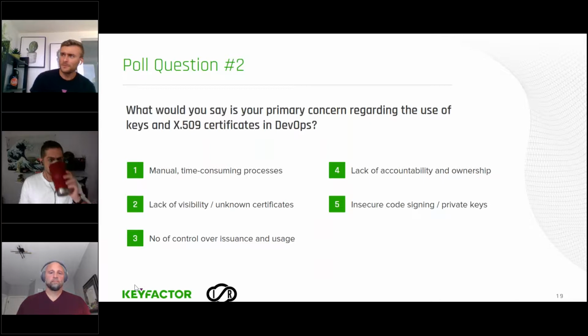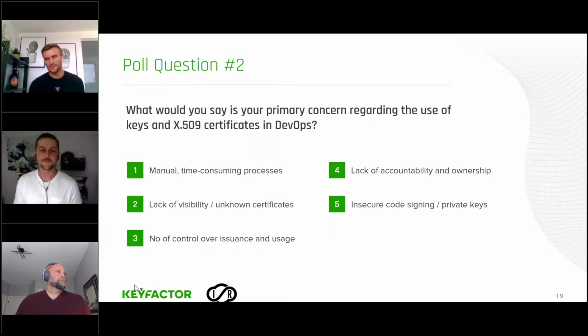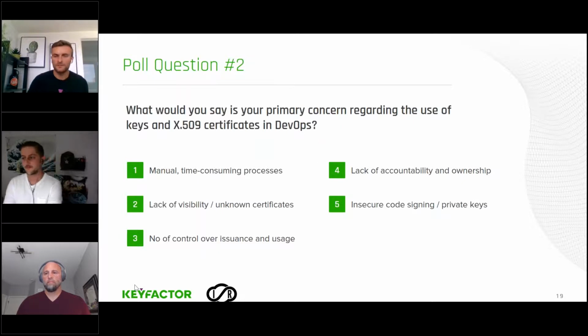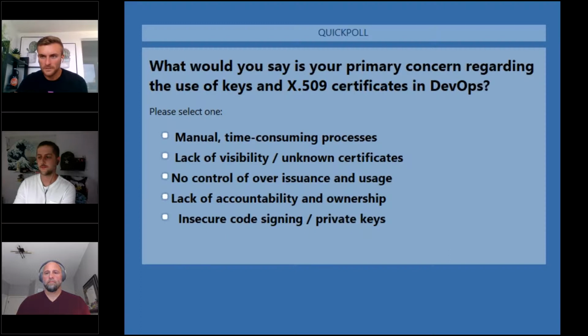So this one is, what would you say is your primary concern regarding the use of keys and certs in a DevOps environment? So manual, time-consuming processes, a lack of visibility, unknown certificates, no control over the actual PKI, the issuance and use of those certs, lack of accountability, or insecure code signing or private keys. That's a little more specific. So I guess we can open up that poll now. Yeah, there we go. And you can feel free to submit your answers now.